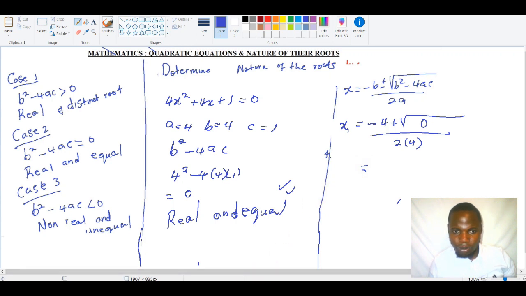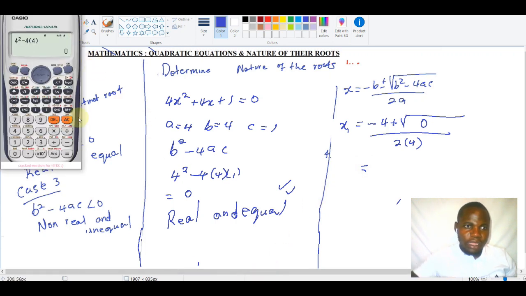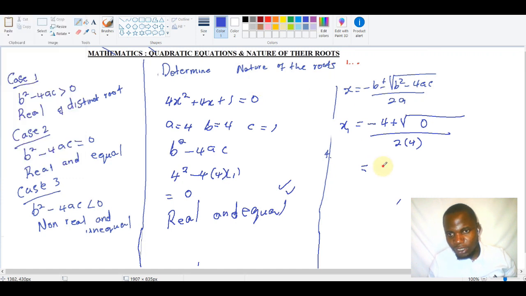Then let's see, what do we get? So we use our calculator there to make sure we have the proper thing. So negative 4 plus the root of 0 over 2 times 4. 2 times 4 is 8. Then you get the answer here. x1 is negative 1 over 2.